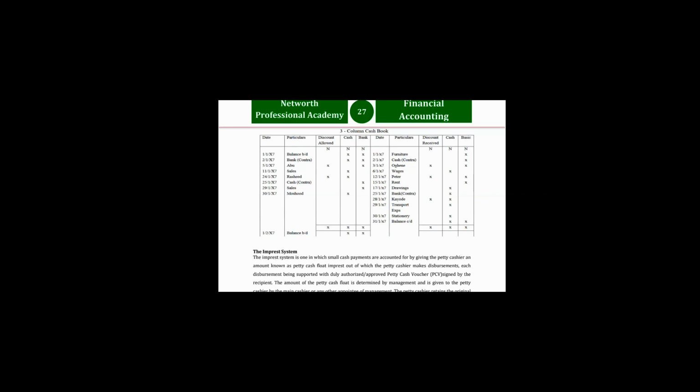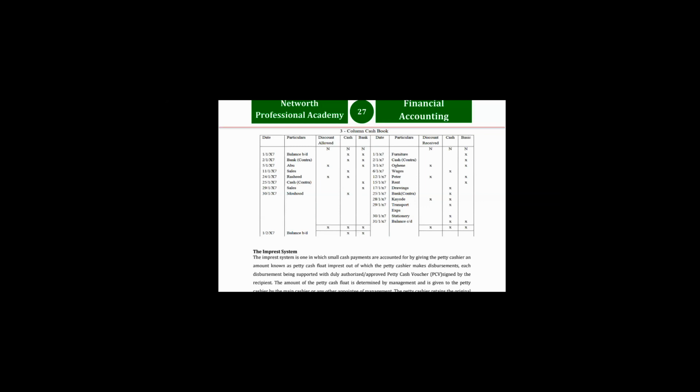All right. So what makes three column different is the element of discount. And when we talk about discount, we say discount is an allowance given or received. Or it is the opportunity to pay less than the actual amount. That's the simple layman's definition. You can either allow the discount or receive the discount. The only reason why you allow a discount is when you are the one selling, and the only reason why you receive a discount is when you are the one purchasing.